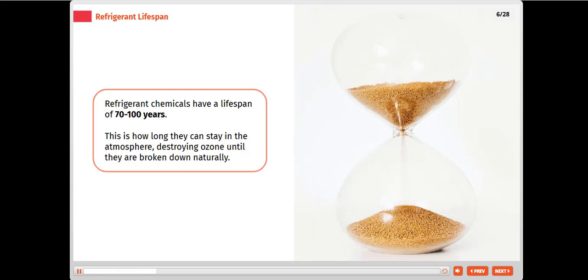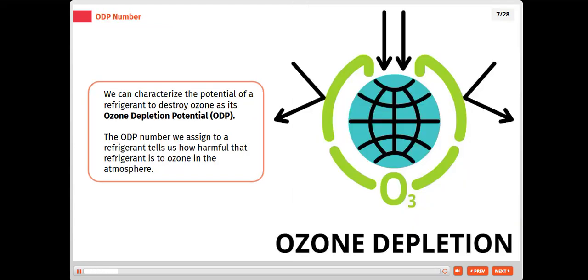Refrigerant chemicals have a lifespan of 70 to 100 years. This is how long they can stay in the atmosphere, destroying ozone until they are broken down naturally. We can characterize the potential of a refrigerant to destroy ozone as its ozone depletion potential, ODP. The ODP number we assign to a refrigerant tells us how harmful that refrigerant is to ozone in the atmosphere.